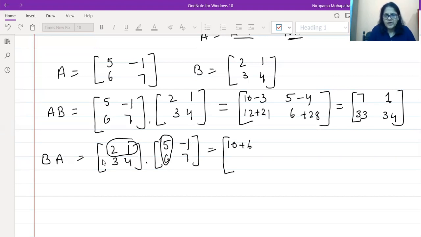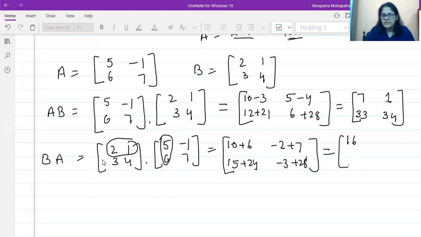Okay, similarly, minus 2 plus 7. Then 3 into 5, 15, 4 into 6, 24. Okay, then it is minus 3 plus 28. So in the beginning of the practice, you need to be very careful, then it will be a habit. So you are getting here 16, 5, then here it is 39. Okay, then here 25.